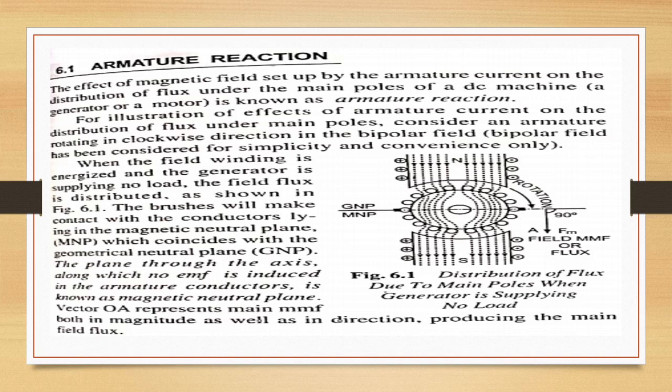Whenever the field winding is energized and the generator is supplying no load, field flux is distributed as shown in the figure. Brushes will make contact with the conductors lying in the magnetic neutral axis M and P, which will coincide with the geometric neutral axis G and P. The plane through the axis along which no EMF is induced in the armature conductors is known as magnetic neutral axis or magnetic neutral plane.